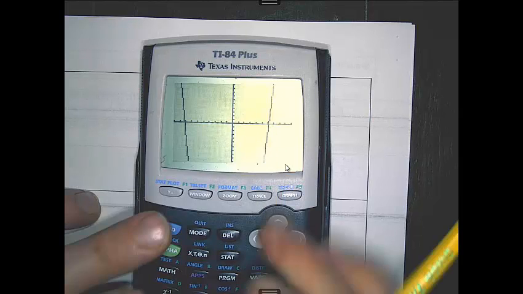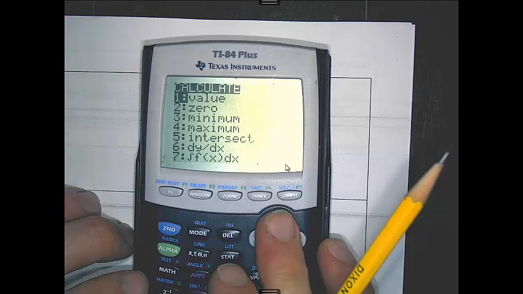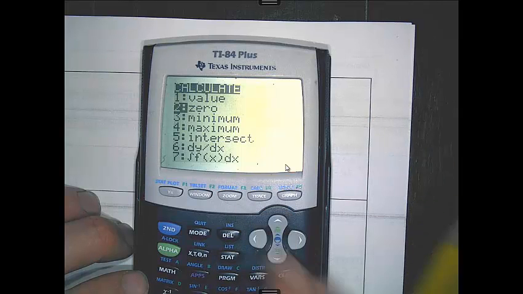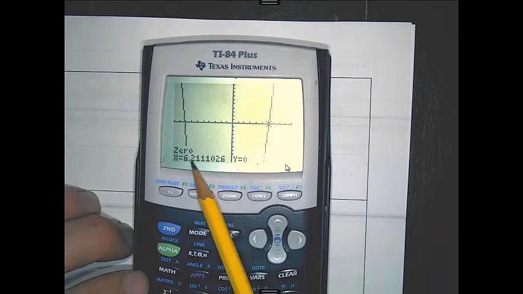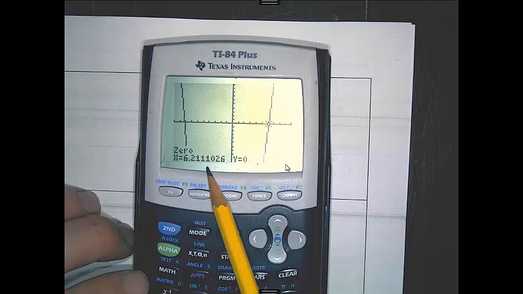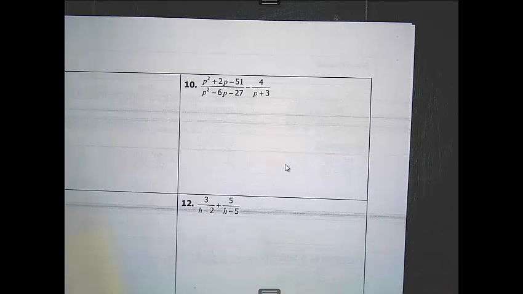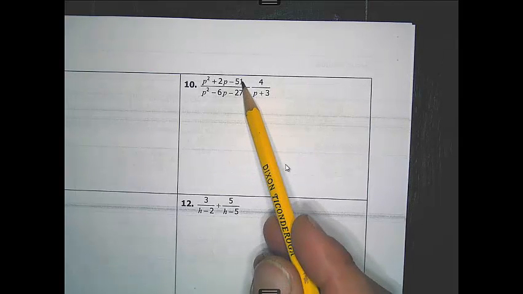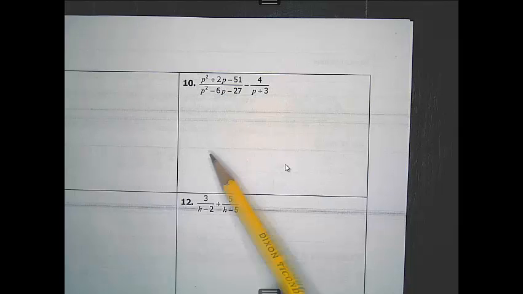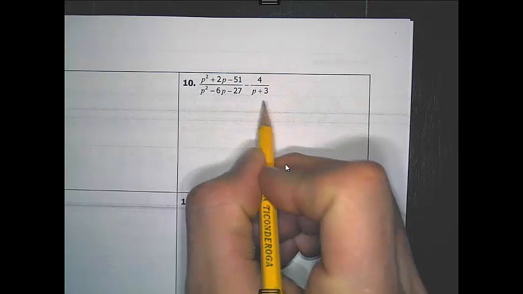And we can check that by doing second calculate. And if you want, I'll do zero. And I'll scroll to the left of the zero, hit enter, scroll to the right of the zero, hit enter, and for the third time, you get this number which looks irrational. It's not a whole number, which means we can't factor it. In order to factor this polynomial, we need two whole numbers that multiply to be 51 and add to be 2, which we don't have. So the top doesn't factor. The bottom probably factors though.